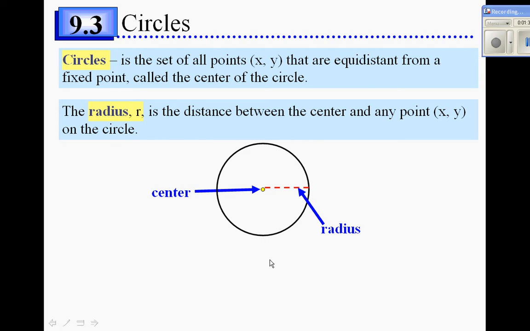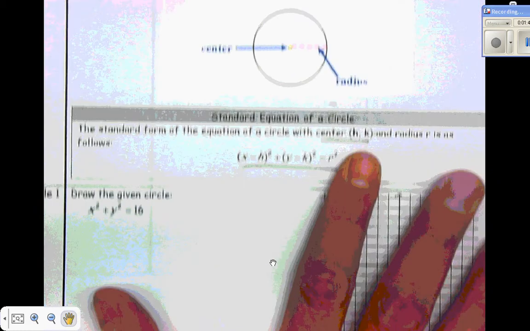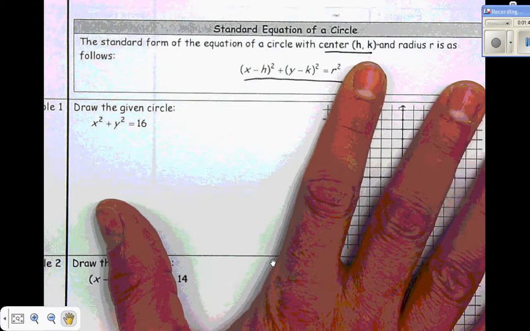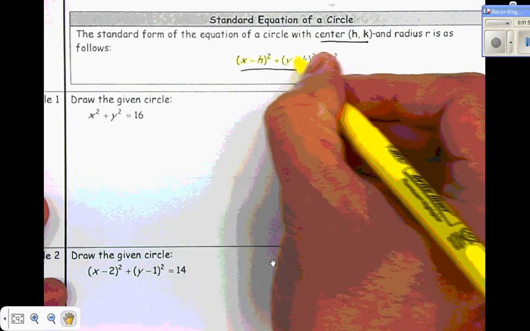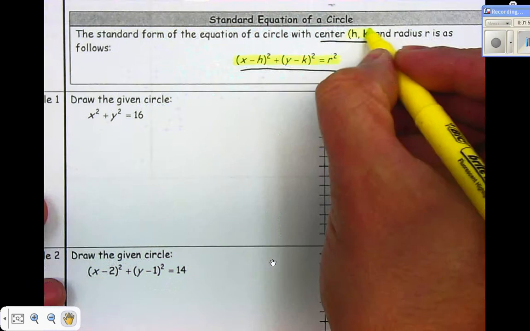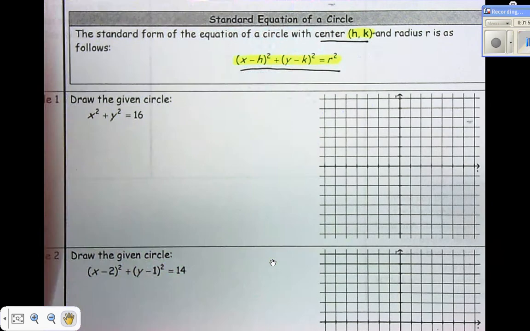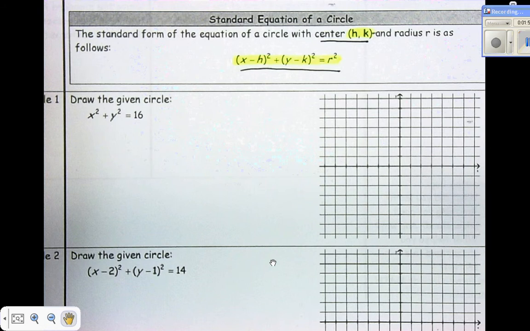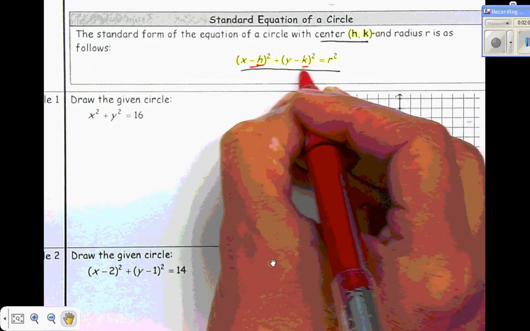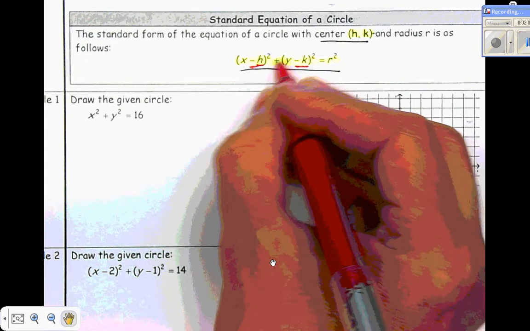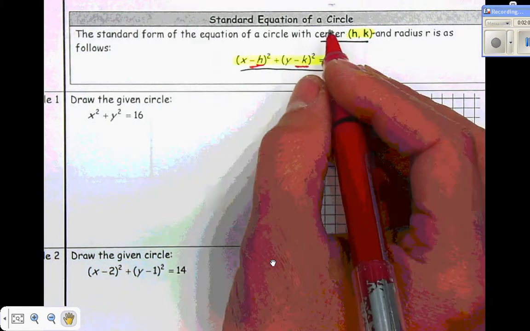And let's go ahead and look at example number 1. Example number 1 says draw the given circle. As you notice, we have the formula of a circle. It's given to you here, where the h and k is the center. So this is the h, and this is the k. As you notice, it's negative h and negative k. So when we find the center, it's always going to be the opposite.